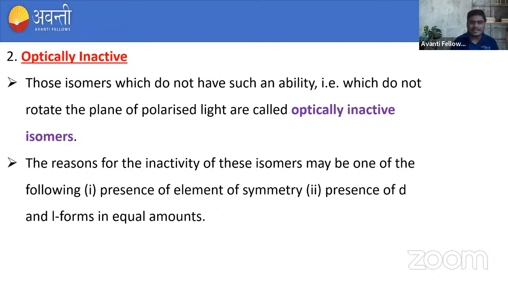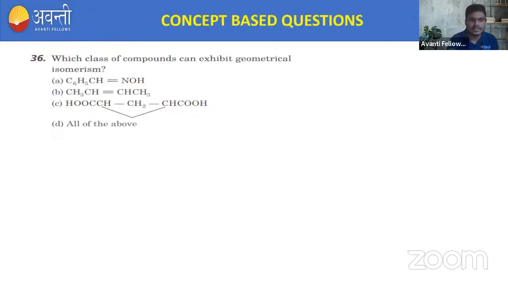The reason for the inactivity of these isomers may be one of the following: presence of an element of symmetry, or presence of D and L forms in equal amounts. So these may be the reasons for this, right?